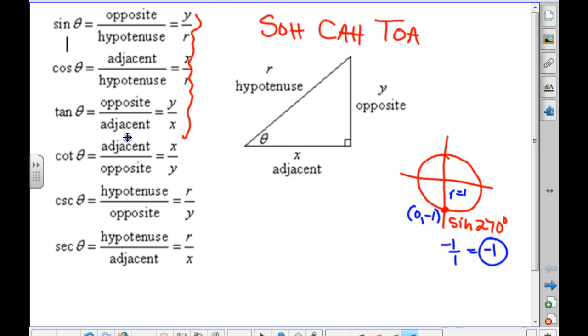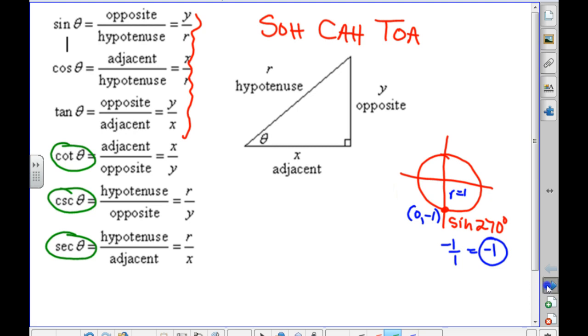All right, and then we have down here the reciprocal functions, cotangent, cosecant, and secant. I always remember tangent and cotangent go together. That's not a problem. But cosecant is the reciprocal of sine, and secant is the reciprocal of cosine. S goes with C, and C goes with S, okay?